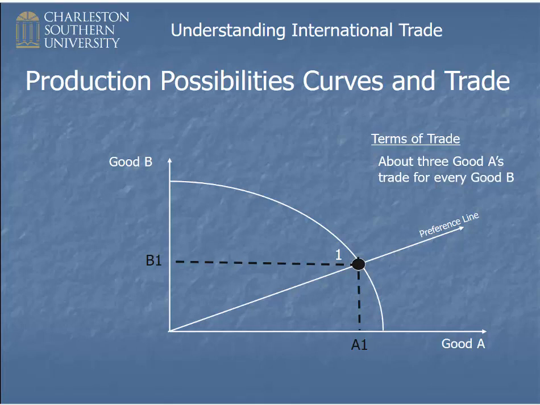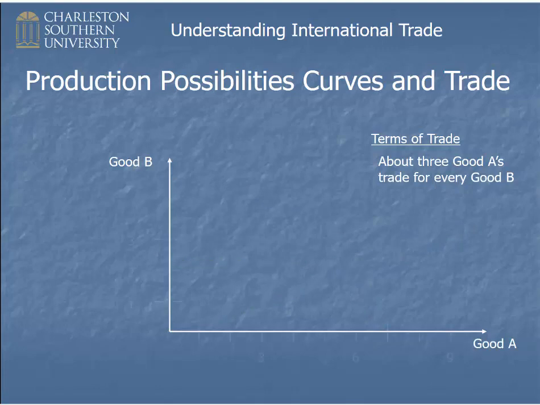I'm going to erase all this. I'm just going to make some little marks here. Now let's talk about what's happening in the rest of the world. Suppose you had 1 unit of good B and you wanted to trade it for good A. Well, based on the terms of trade, that 1 unit of good B would trade for 3 units of good A.